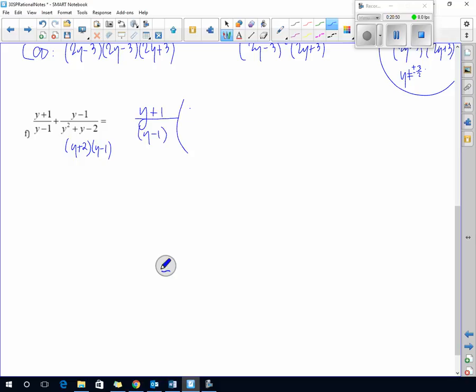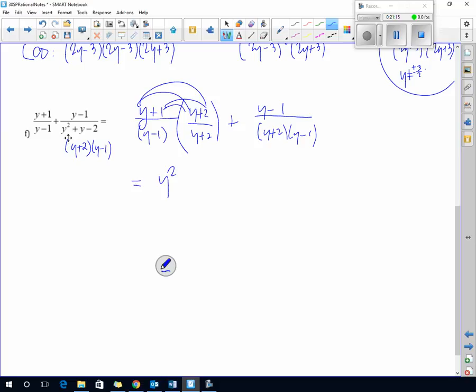So does everybody see the first fraction, there's a FOIL? First, outer, inner, last. That's why I put this one on there. So you get y squared. Outer you get plus 2y. Inner you get plus 1y. So plus 3y plus 2, plus y minus 1, over (y minus 1)(y plus 2).